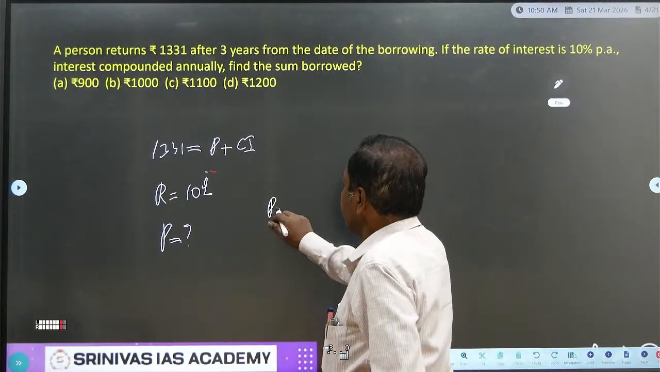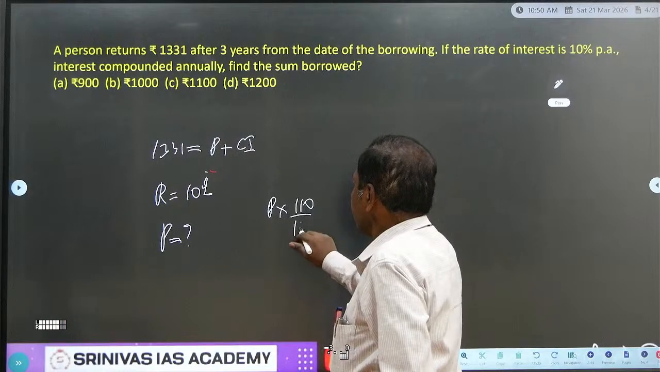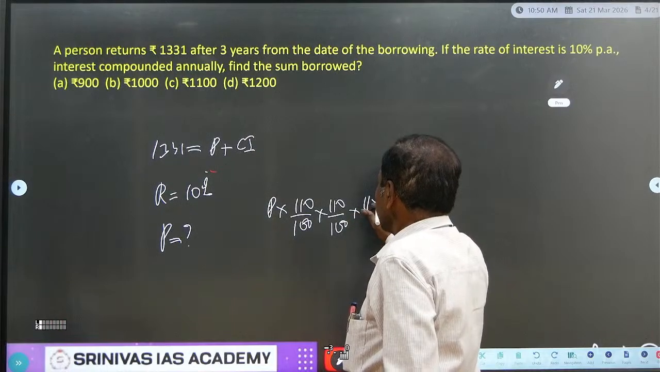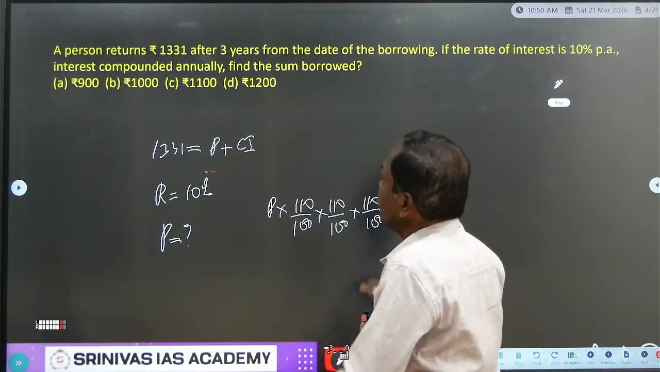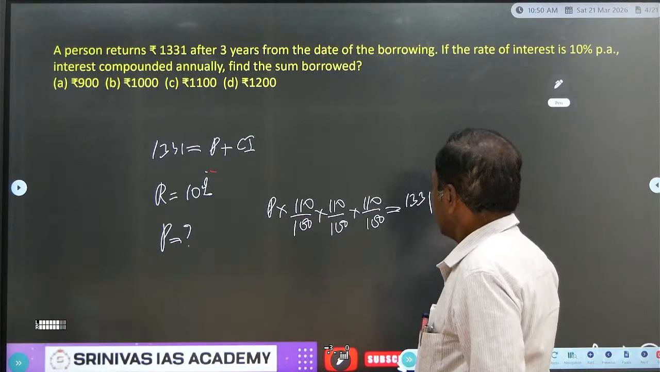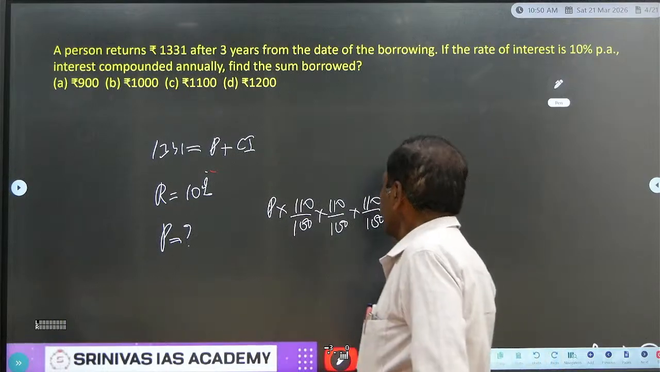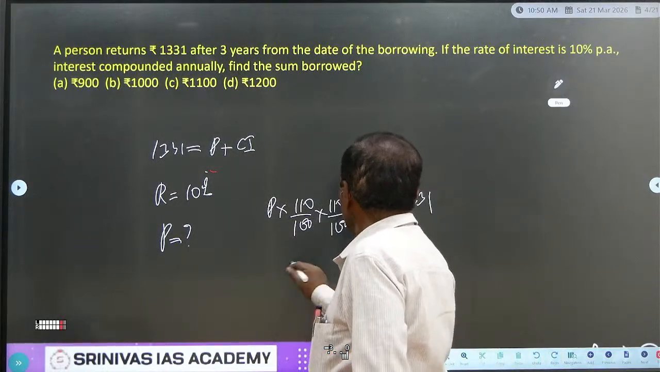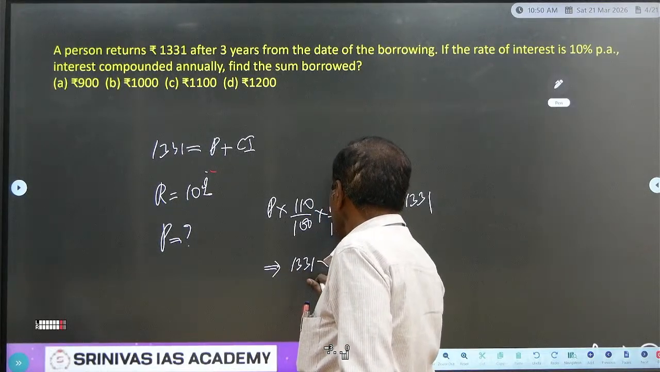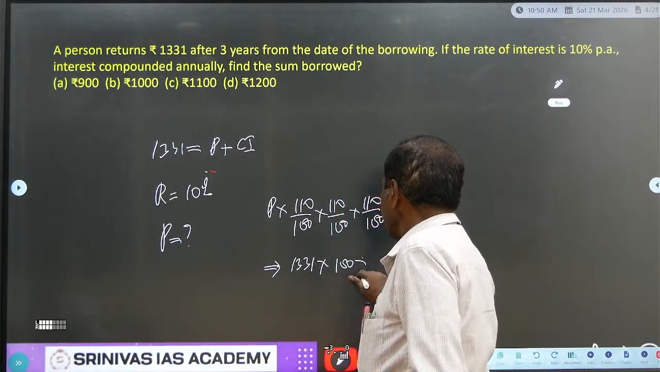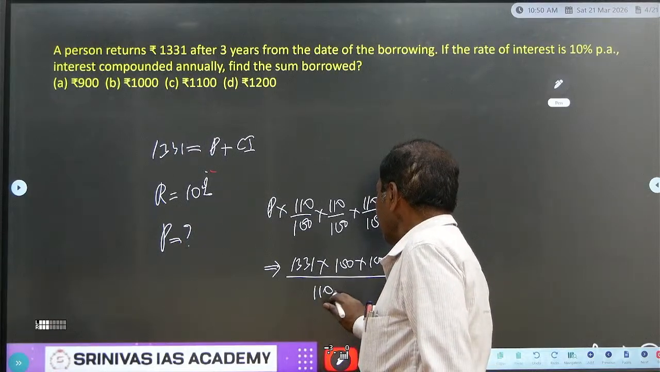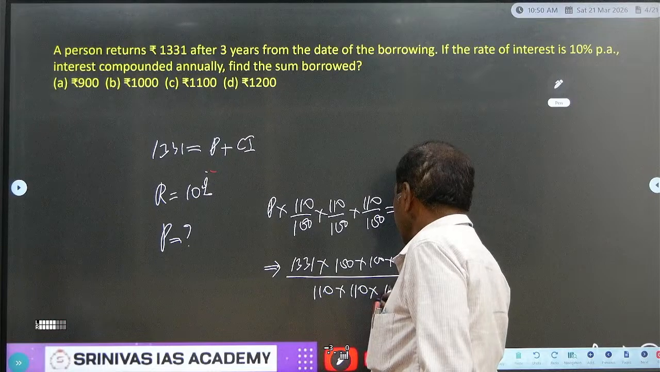P into 110% for first year. This is for second year. This is for third year. You will get amount. Amount is given already: 1,331. Right. Now we can calculate. LHS equal to RHS. Or you can take the reverse way: 1,331 into 100 into 100 into 100 divided by 110 into 110 into 110.